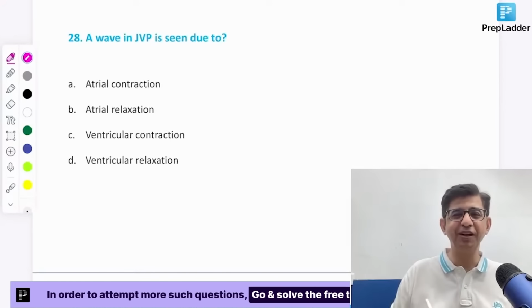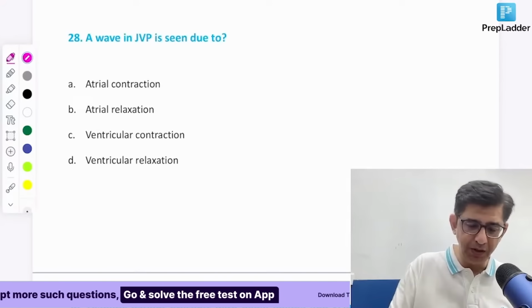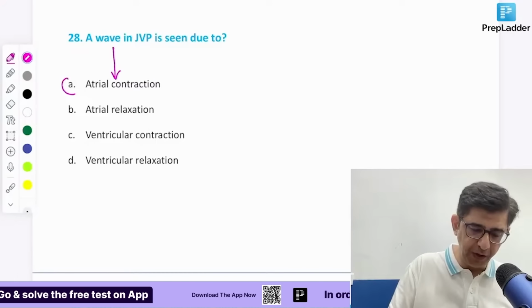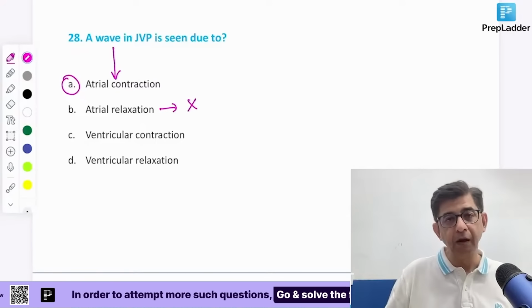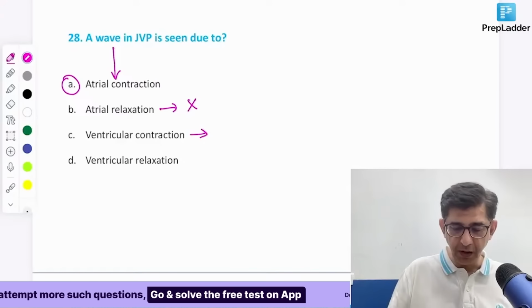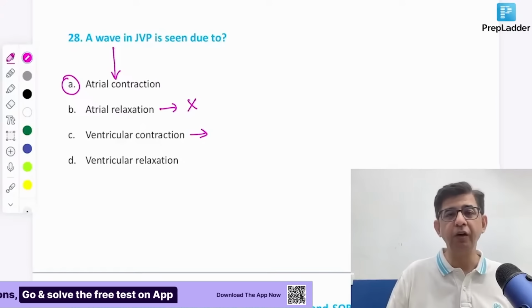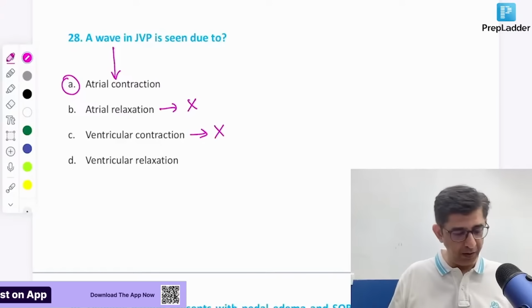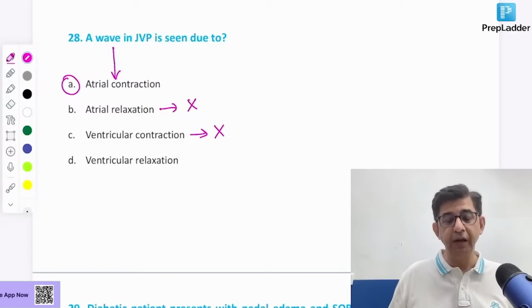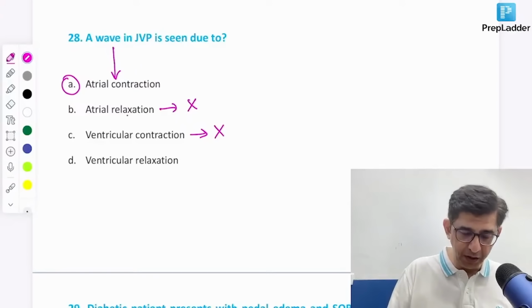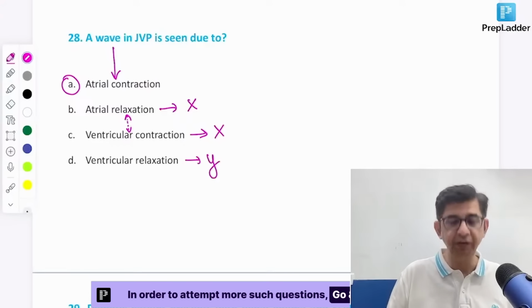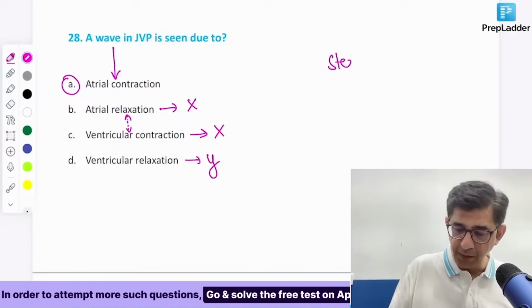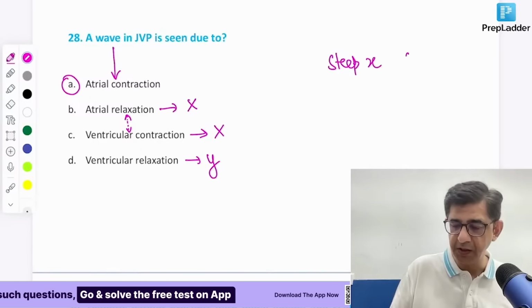This is a funny question. A wave in the JVP is due to, the answer is atrial contraction, pretty straightforward. Atrial relaxation will cause X descent. Ventricular contraction, okay, atrial relaxation and ventricular contraction both mean the same now. The answer is A. Atrial relaxation and ventricular contraction both mean the same only, so X only. And ventricular relaxation will cause a Y descent in a patient. Now we will practice those questions that say steep X and steep Y.